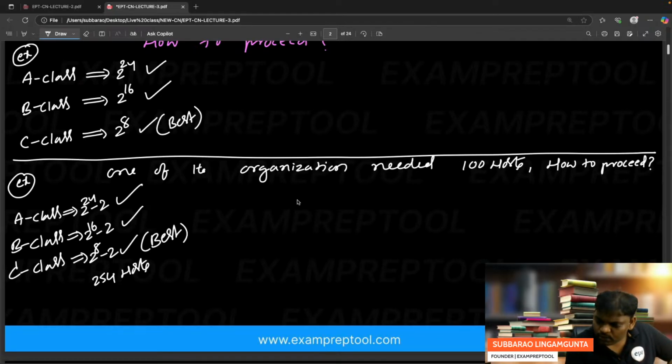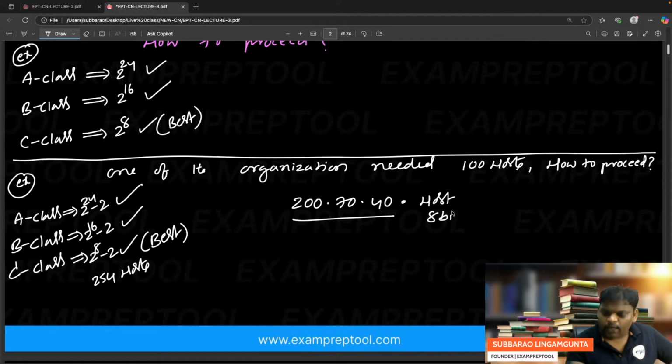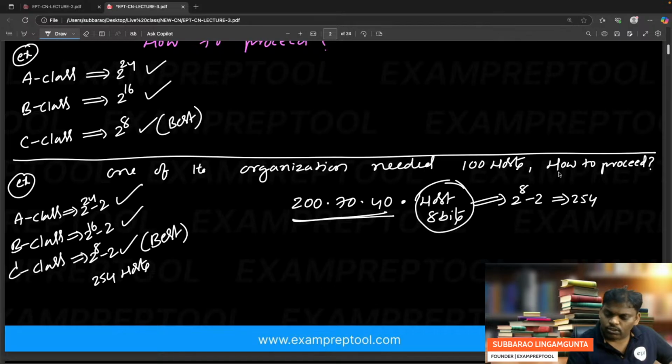Suppose, assume 200.70.40. This is a class C. In the class C, host purpose is 8 bits. So, one class C I took, host purpose 8 bits. Because of 8 bits, the number of hosts possible is 2 power 8 minus 2, which is going to be 254. 254 hosts are possible.